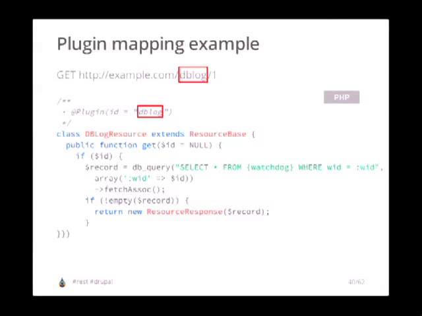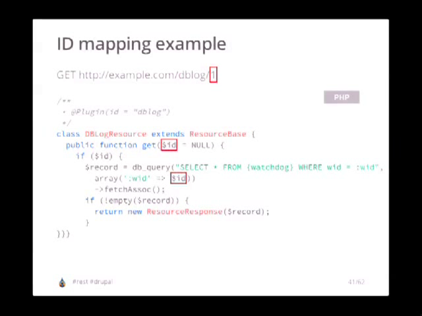Similarly, if we look at the path, per default, the plugin ID is used in a path. So you can, of course, override that. Maybe you want to have that on some different path. But in this example, if there's nothing specified, it just takes the plugin ID in the path. So this is reachable under /dblog/1. And the ID, this is the last part of the path because we want to identify which watchdog log entry we want to load and return.